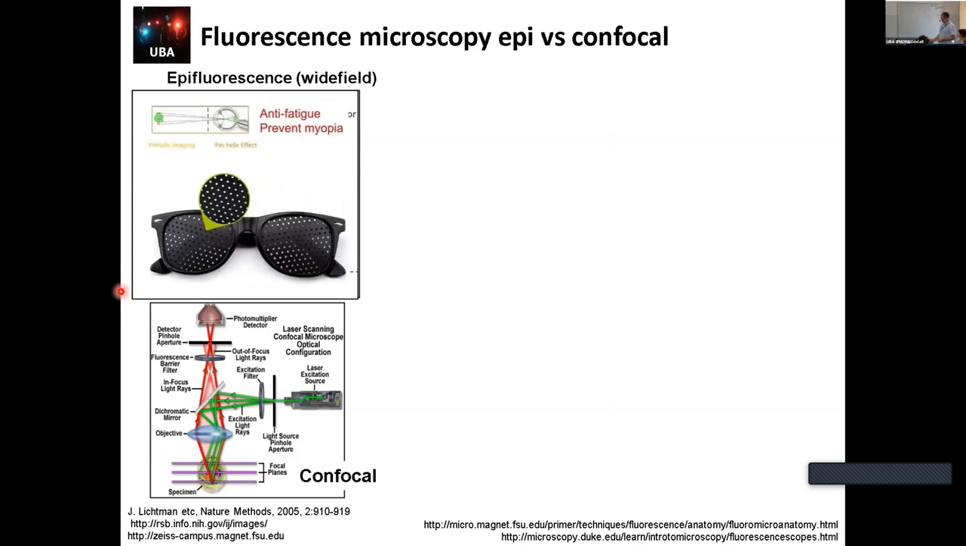This is basically the same thing that happens when we use this kind of glasses. I find this very interesting, these glasses that are used for myopia and anti-fatigue, because you have pinholes in front of you and you block a lot of light, and these are very good because you don't tire your eyes watching a lot of light that you don't need, right? You focus just on what you want to see. So this is exactly the same logic.